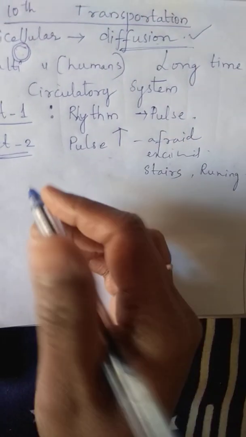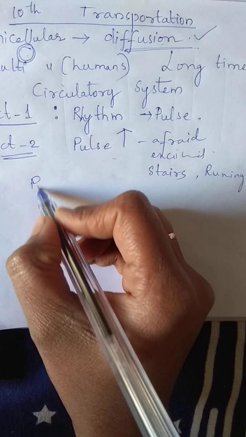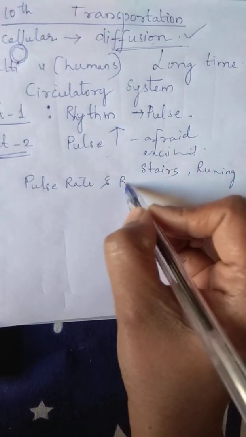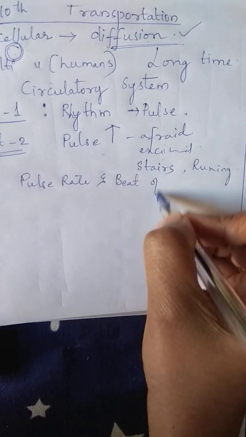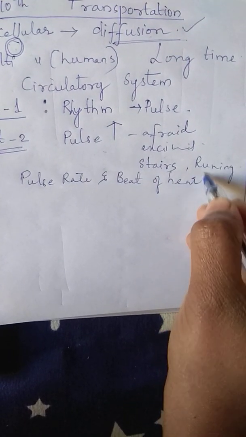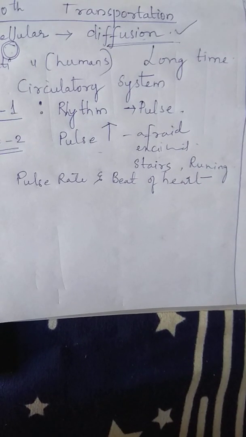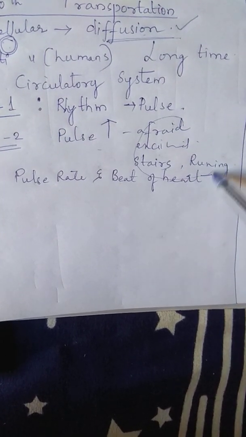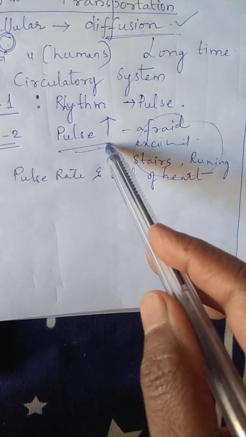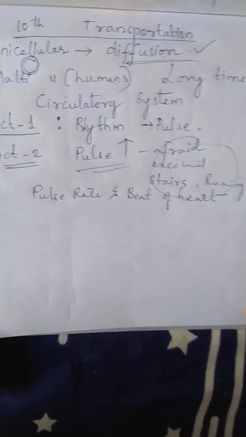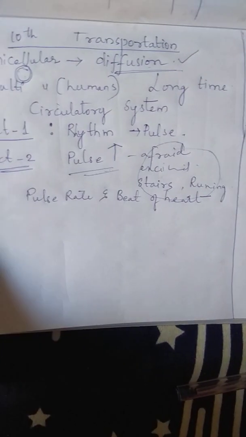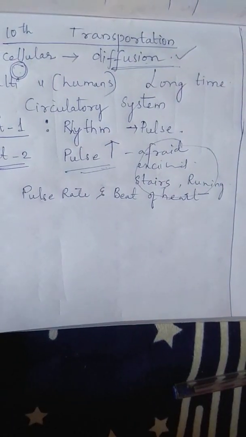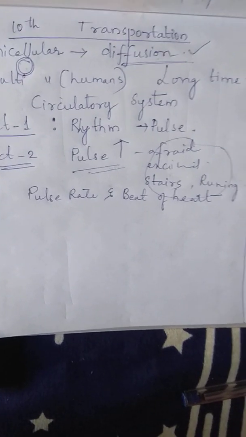So there is a relationship between pulse rate and heartbeat. There is a relationship between pulse rate and heartbeat. When we are doing different work, our heartbeat increases, so the pulse increases. If you are not doing anything and you are at rest, then the pulse will not increase. It will be in the same range and it will be constant.